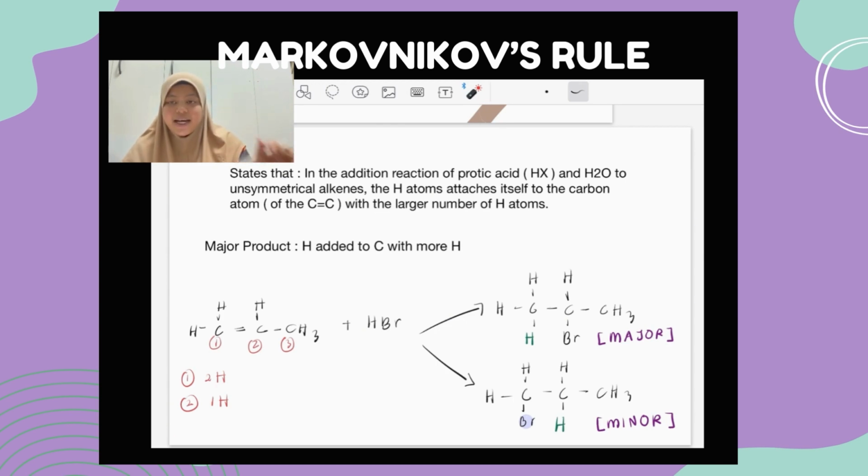Based on the definition, H is added to C with more H. Let's count first: how many hydrogens are attached to carbon number 1? For carbon number 1, we have 2 H, and carbon number 2 we have 1 H, and carbon number 3 is not included since there is no double bond attached to it. So based on the definition, H is added to C with more H. So the major product is at the first carbon, because H is attached to carbon number 1, which has 2 hydrogens. So we consider it as the major product, while the minor is at carbon number 2.